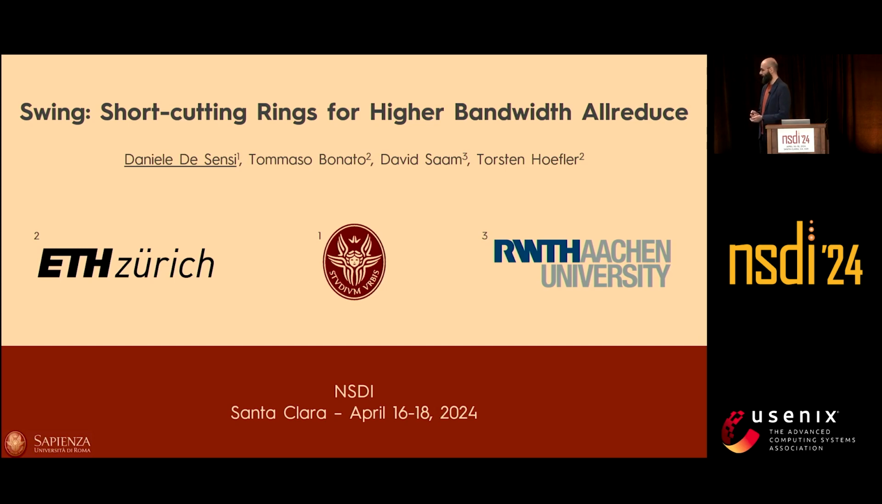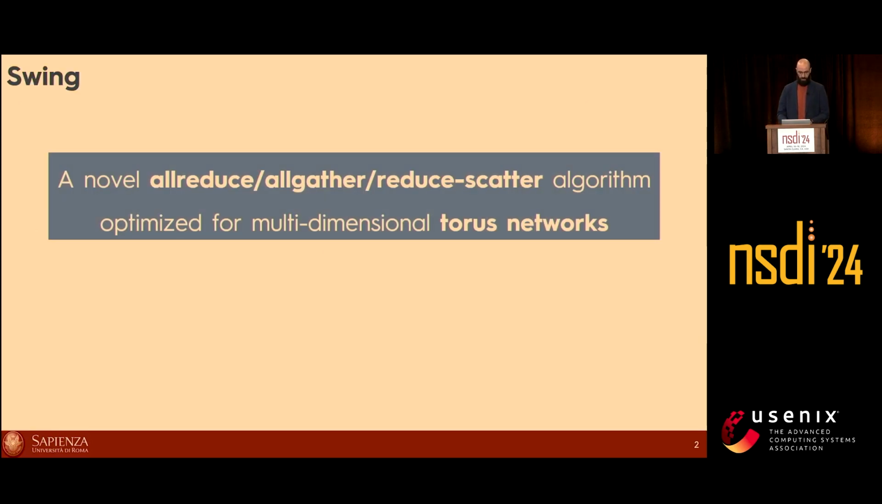So if I have to summarize this work in one sentence, I would say that this is a new algorithm for doing Allreduce, Allgather, and reduce scatter on multidimensional torus networks. So why specifically those three collectives? These are some of the most commonly used ones in deep learning training.